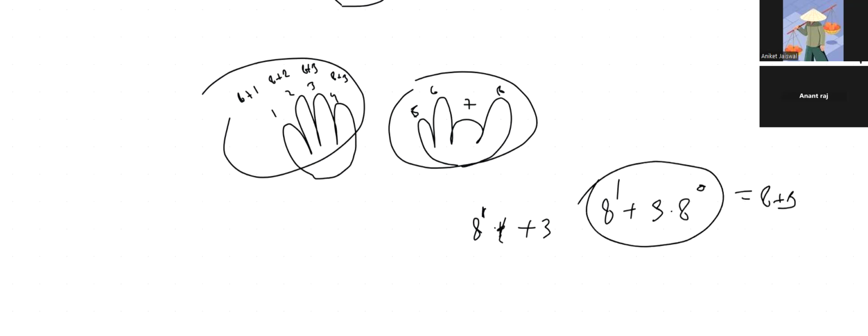So 8 into 1 plus 3, like how we wrote it: 1 into 8 power 1 plus 3 into 8 power 0. Just like how we wrote the base 10 thing, something into 10 to the power 2, plus something into 10 to the power 1, plus something into 10 to the power 0. That's the thing. I see you are familiar with the base system.